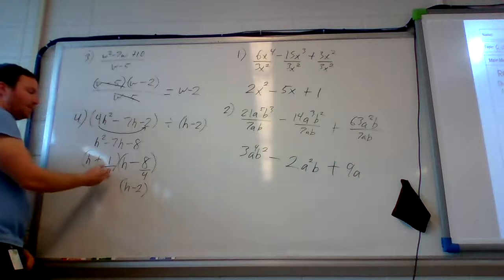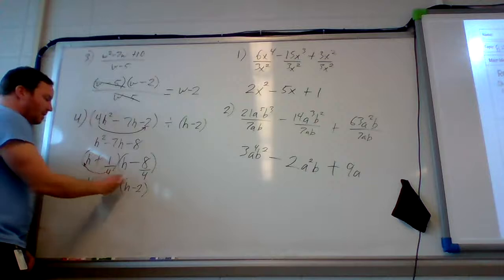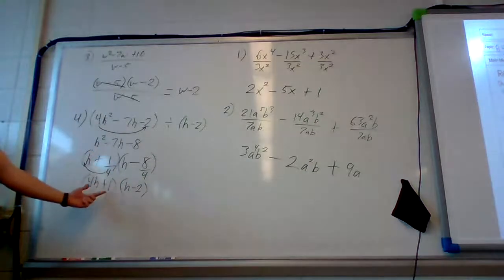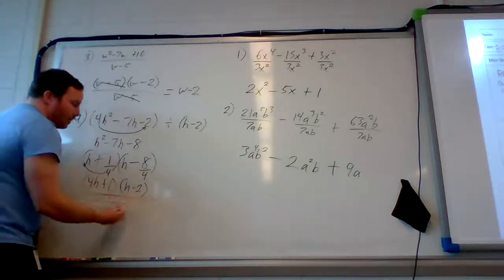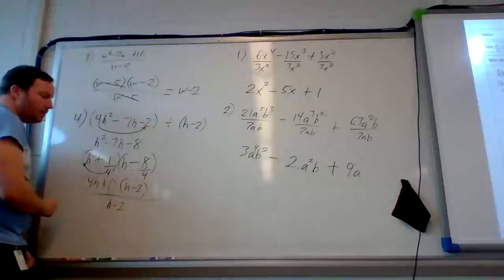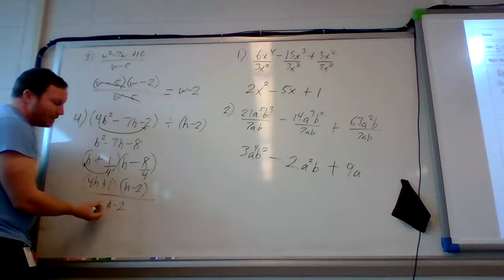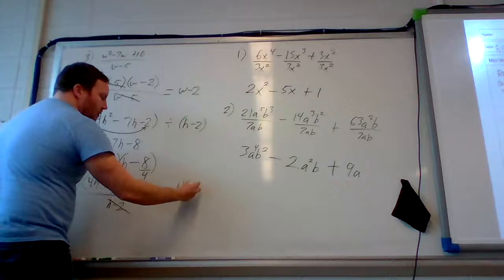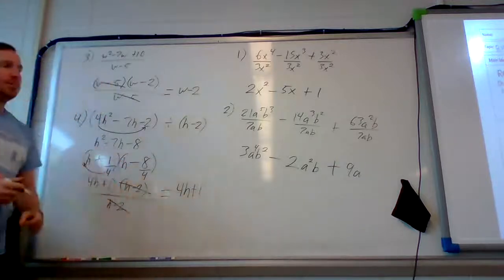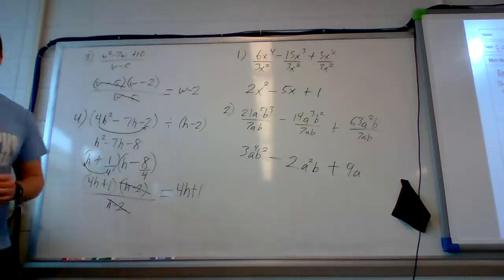And if we cannot simplify, take that denominator and put it back in front of our variable. So we got 4h plus 1 and h minus 2. And of course, we are also dividing by h minus 2. So we've got h minus 2 on top and on bottom. Those 2 things cancel out. And we're left with 4h plus 1. So that works if we can factor it.